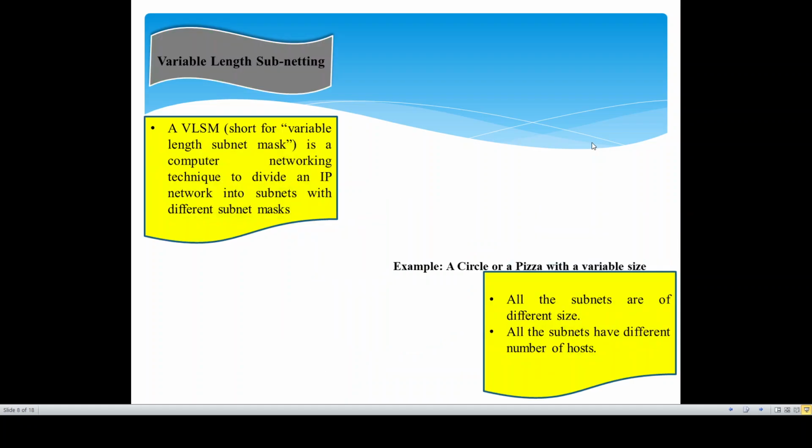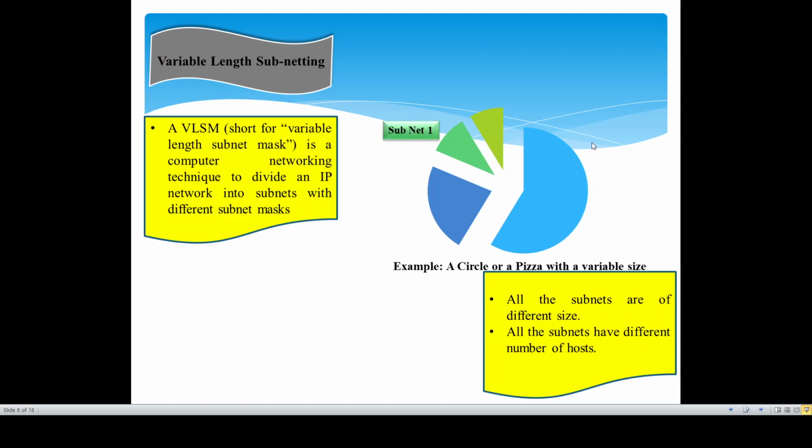The second one is variable length subnetting. The previous one was fixed length; now this is variable length. In variable length subnetting, whatever values are given are divided into unequal halves. You may see subnet 1 is a different size, subnet 2 is a different size, subnet 3 is a different size and subnet 4 is a different size. So whatever is given to all 4 subnets is of unequal sizes.